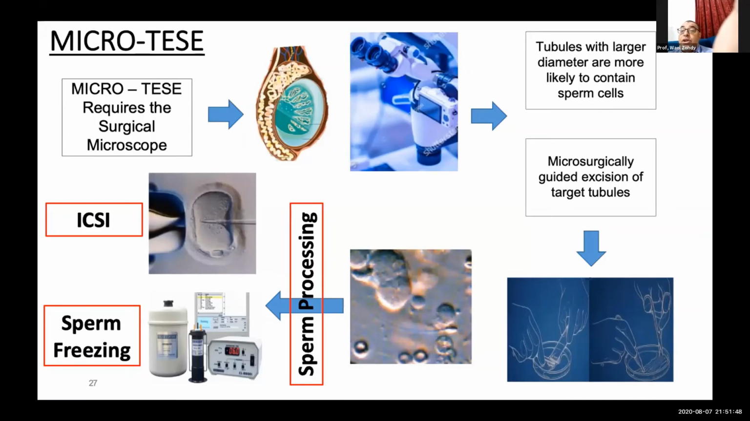retrieve testicular sperm. The harvested tissues are minced mechanically, and we look for sperm cells under the inverted microscope, and then we do sperm processing. We treat the tissues with erythrocyte-lysing buffer or enzymatic digestion, and the sperm cells are either injected, ICSI, on the same day, or frozen for later use after ovarian stimulation. Next.